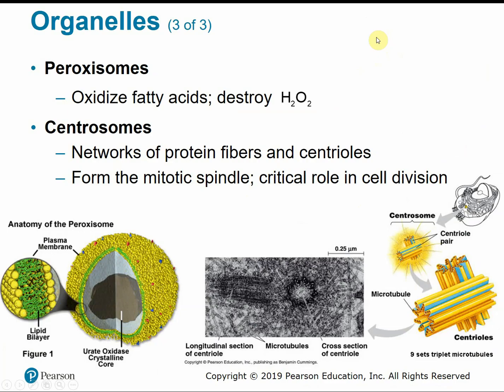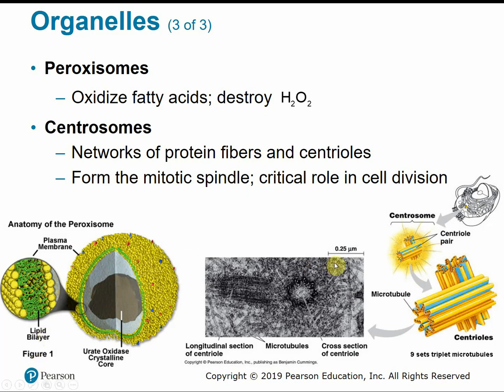Some other organelles in eukaryotic cells include peroxisomes. So these are similar to lysosomes in that they're going to help get rid of waste. So they're going to oxidize fatty acids and destroy hydrogen peroxide, a waste product.